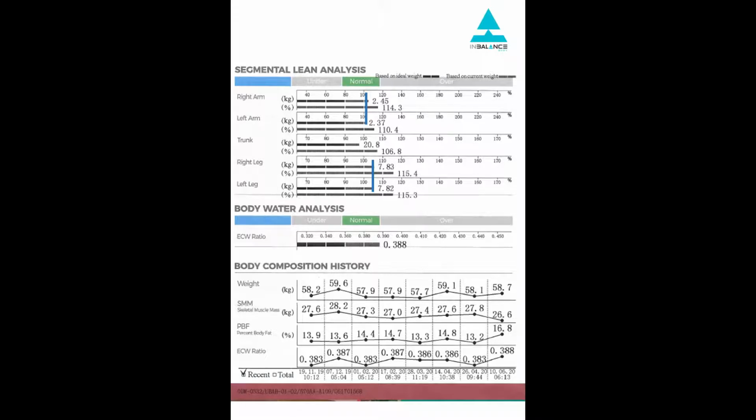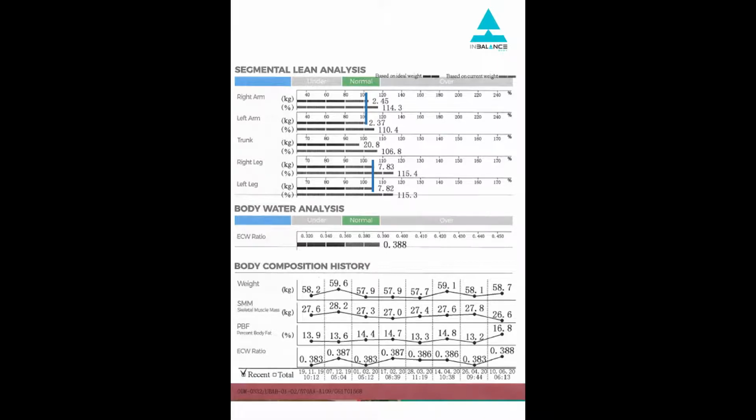And usually this is in the normal range, but if it were in the over range, that would be an indicator of inflammation. And if it persisted, I would perhaps go and see a medical practitioner about it, because it's not usually a good sign, but most people we see are in the normal range.